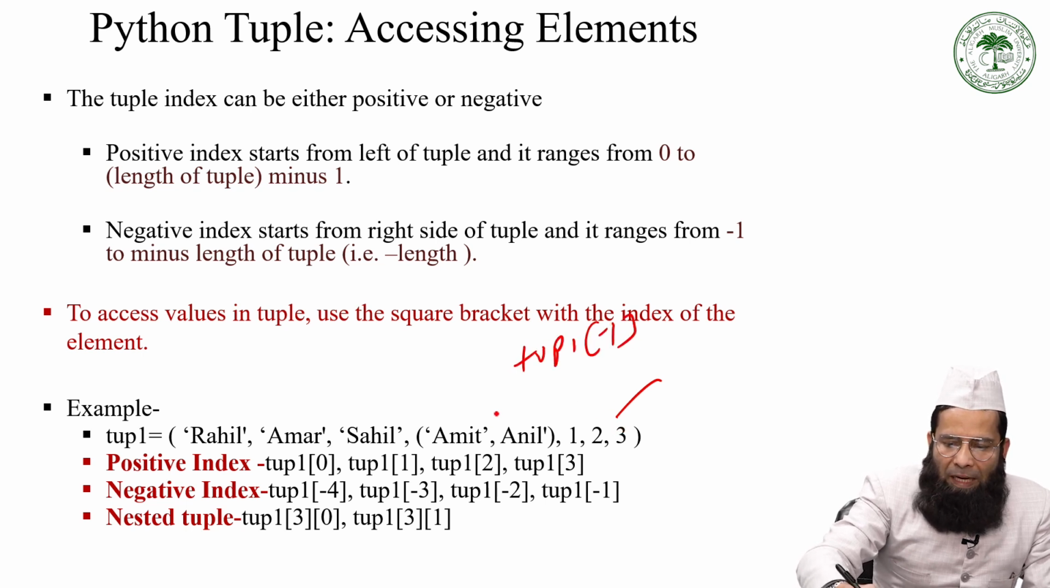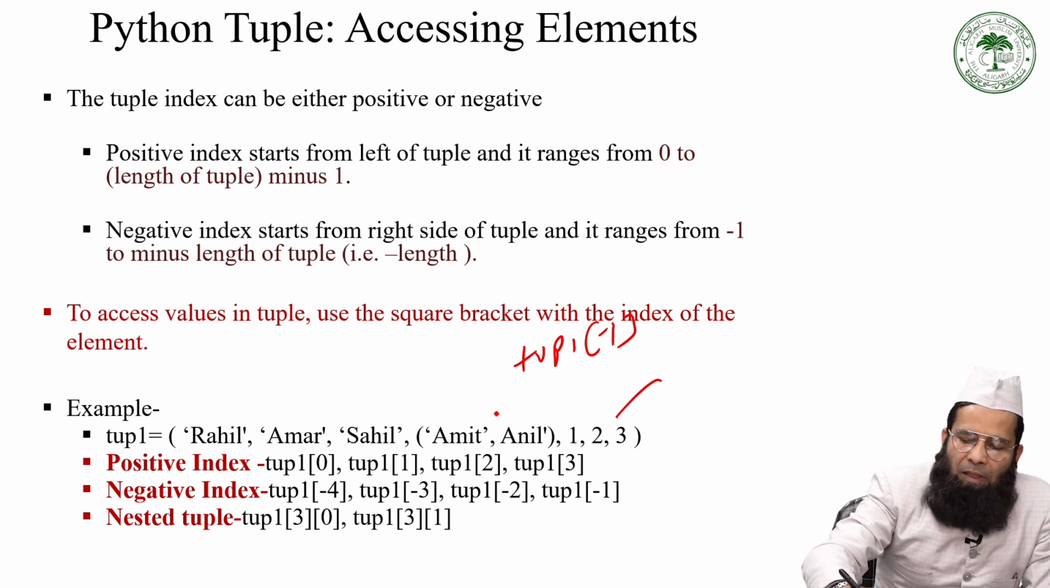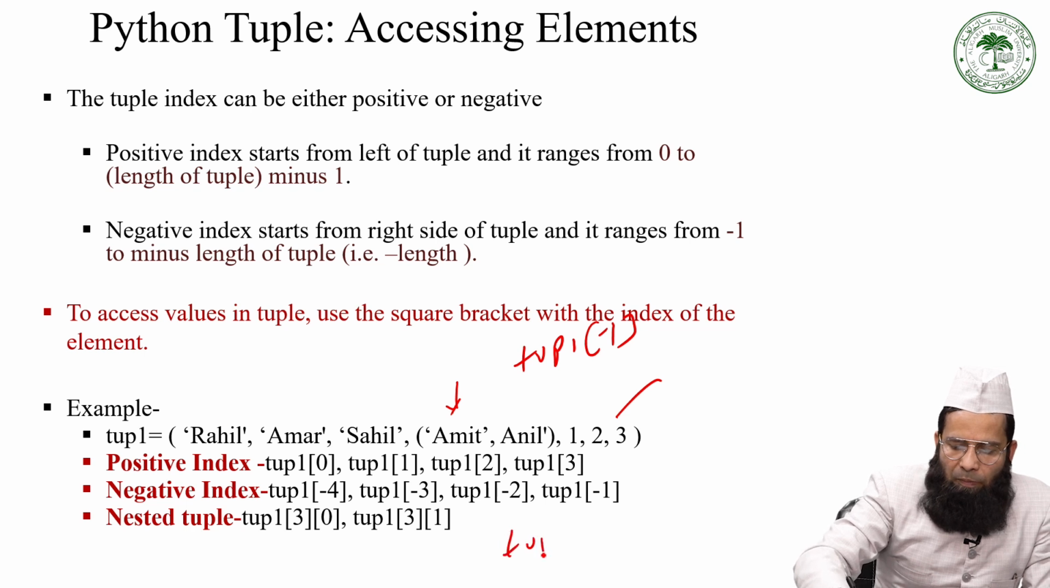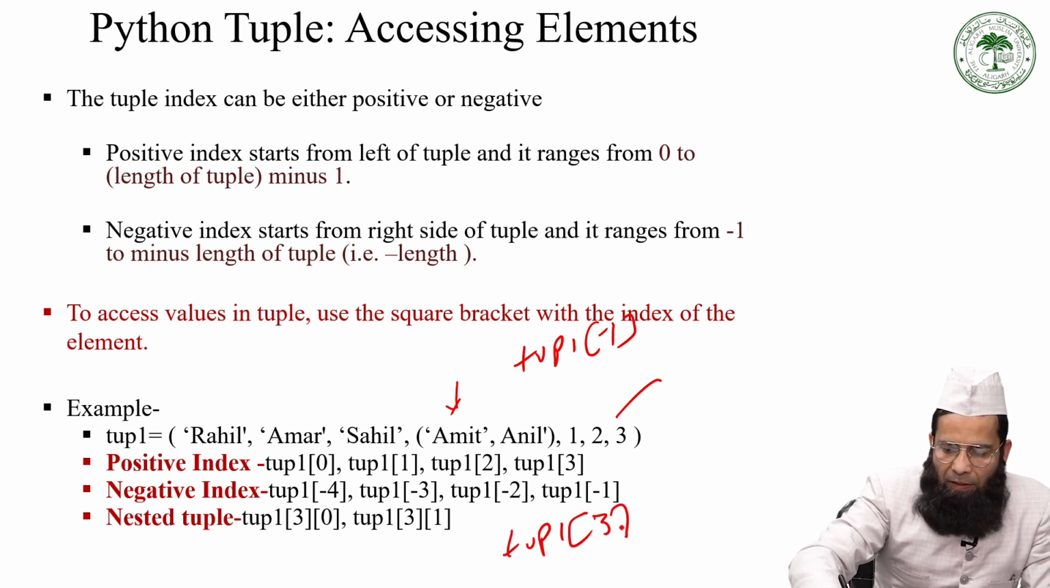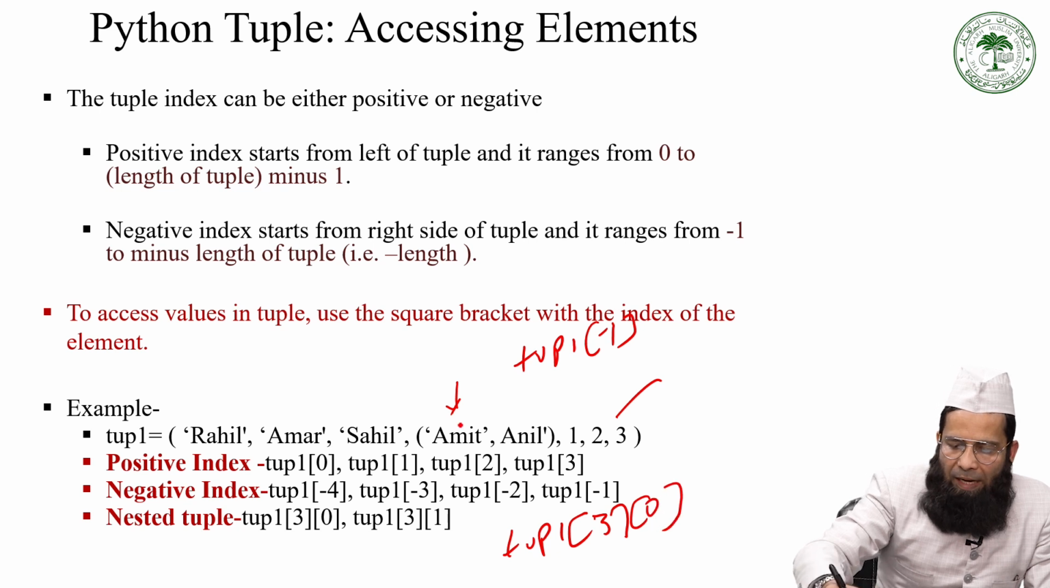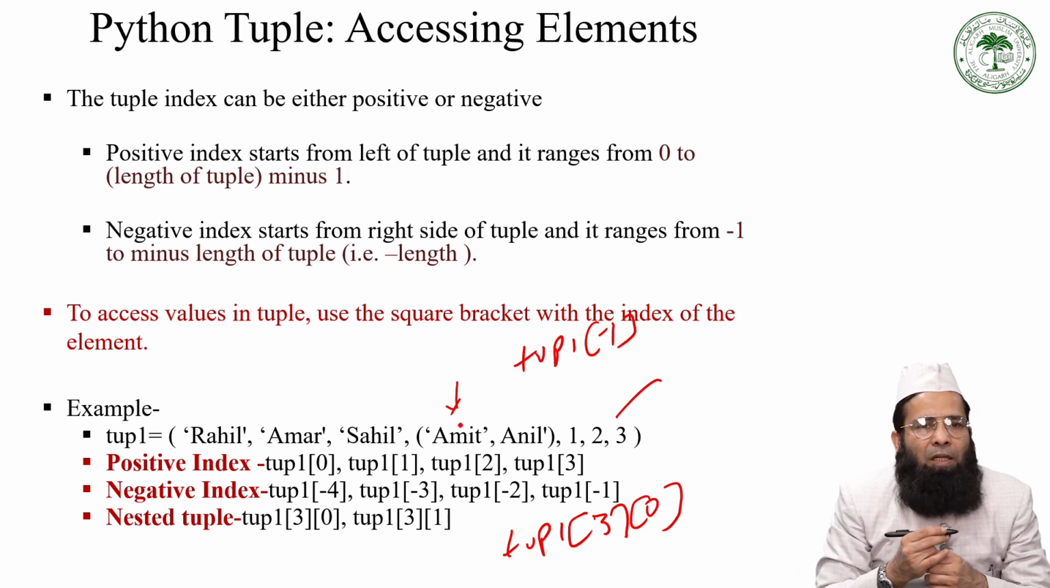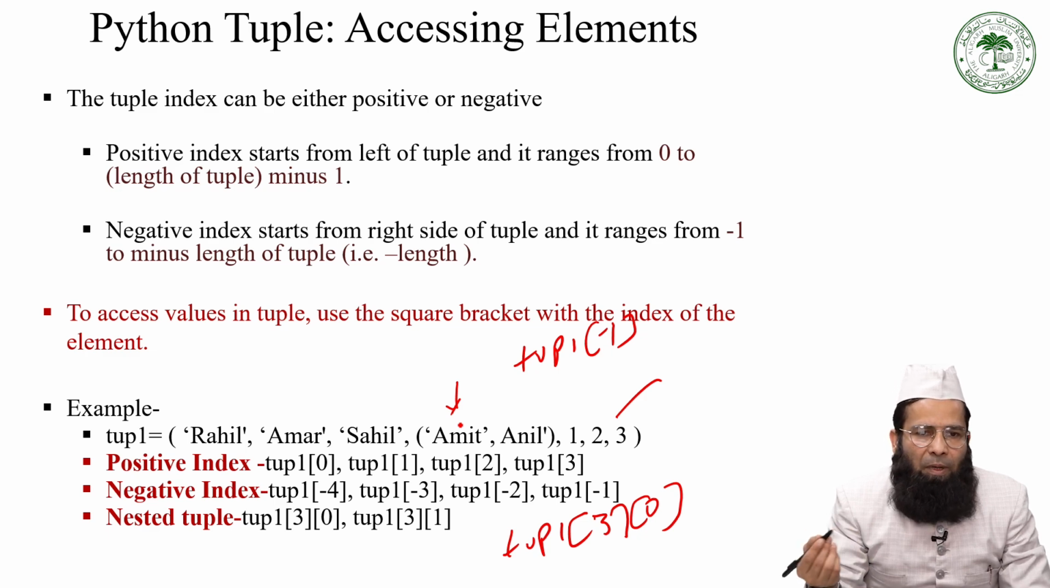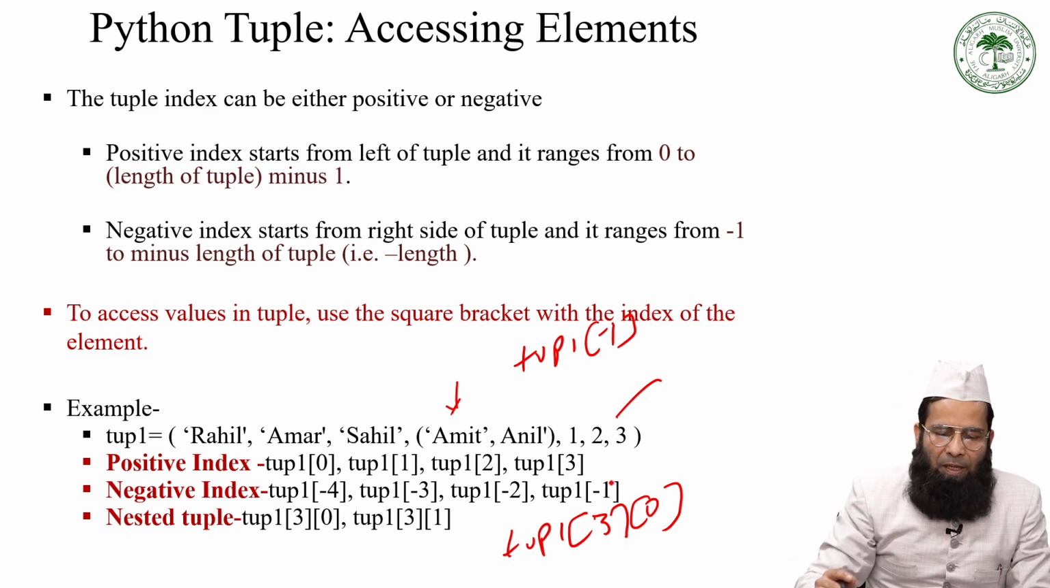If you want to access a nested tuple, like in this case, if you want to access this element, you have to write 1 and then, this one is 0, 1, 2, 3, and then 0. So you can access in this way, right? So to access values in a tuple, use the square bracket with the index of the element. So in this way you can access the element.